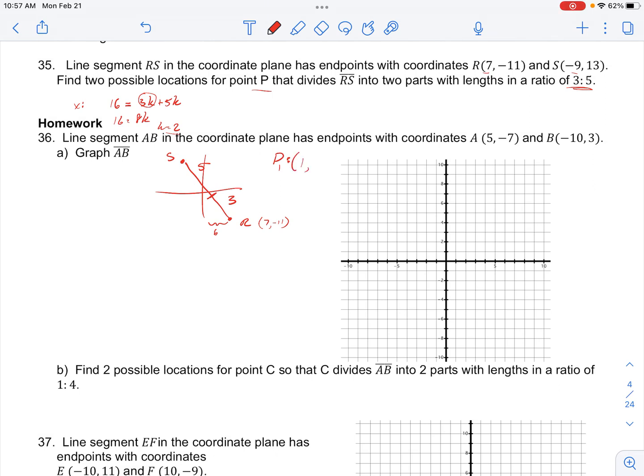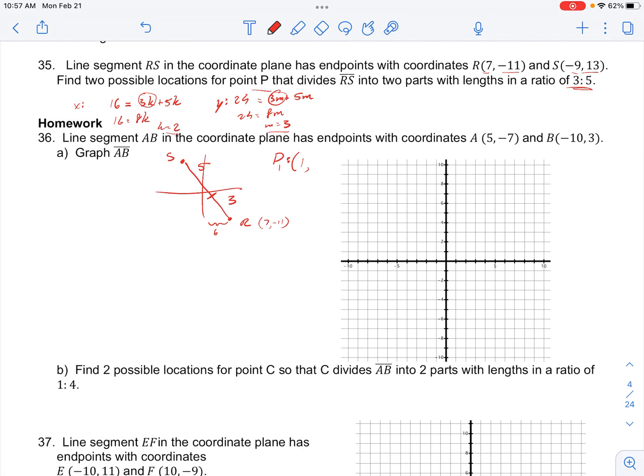And in the y direction, our absolute change in y is negative 11 minus 13, which is negative 24. The absolute value of that is 24. So in the y direction, we have 3m plus 5m, so 24 is equal to 8m, so m is 3. If we want to partition for the 3 segment, then we have 3 times m, which is 3, so we have 9.